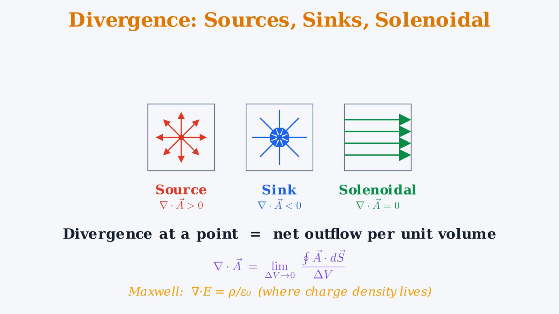This is more than fluid dynamics. In electrostatics, the divergence of the electric field at a point equals the charge density there divided by epsilon zero. That is one of Maxwell's equations. So divergence is a way to ask where are the sources of the field.